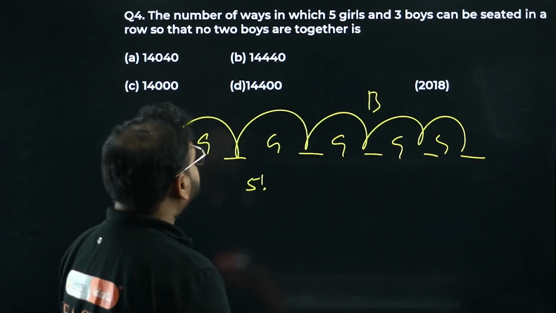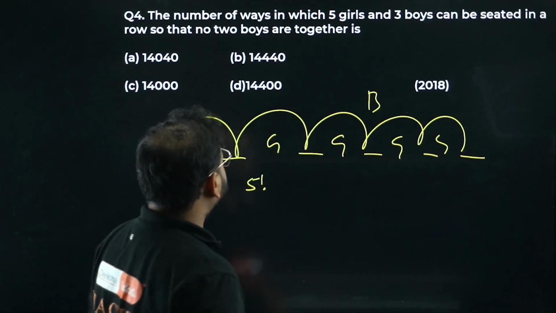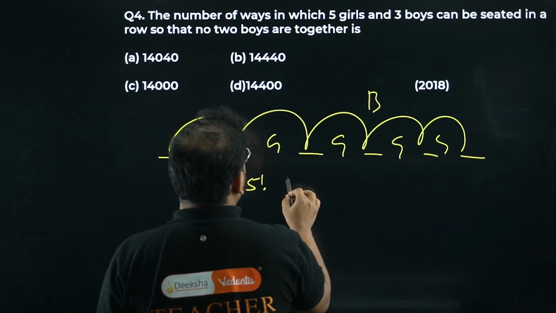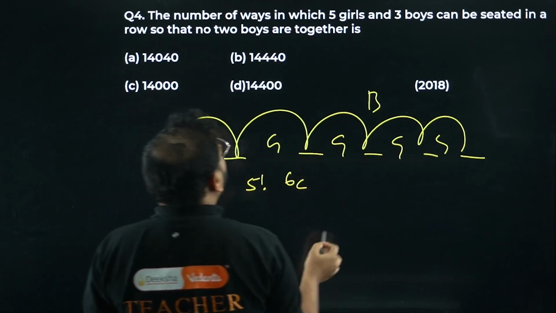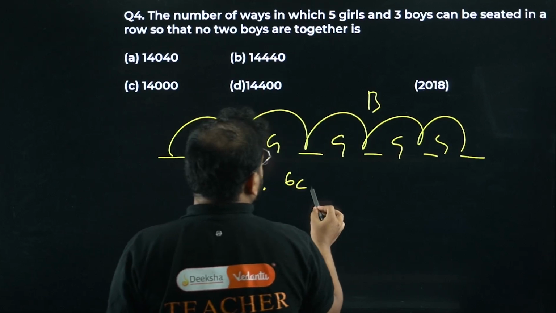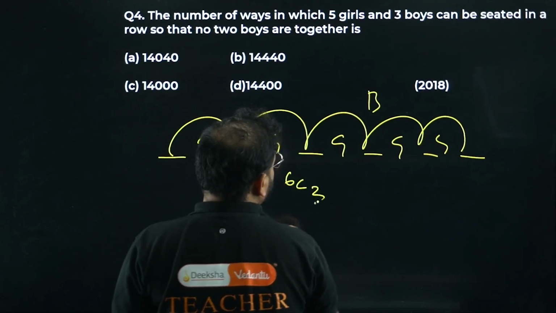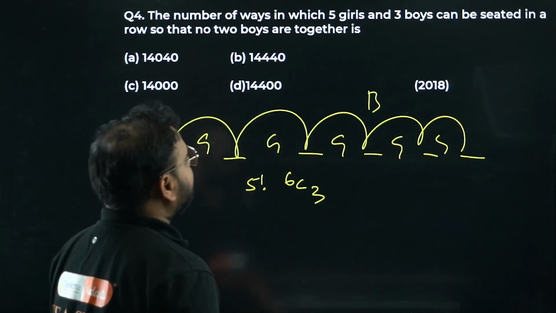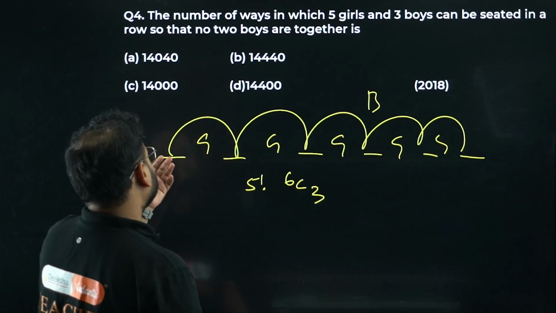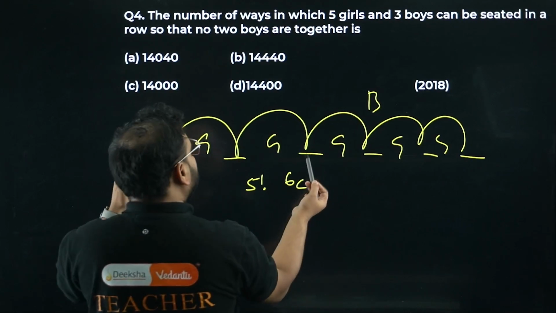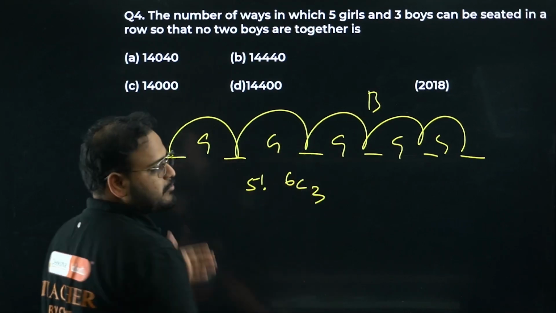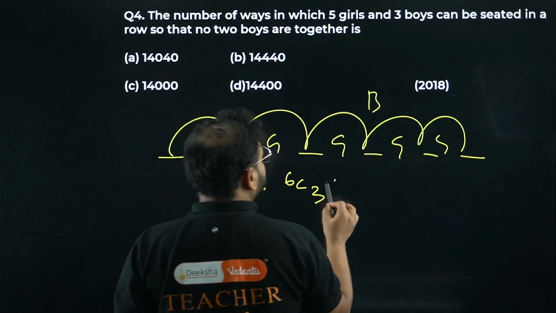Great. And for making boys sit in the places, we'll take 6C. Out of 6 places, how many boys do we have? 3. So 6C3, right? And we can again interchange the boys. Let's say if the first boy is coming over here, the second boy can come over there, and again the second boy can come over here and the first boy can go over there, right? So again into 3 factorial.